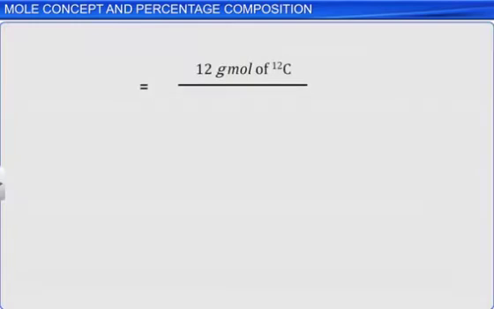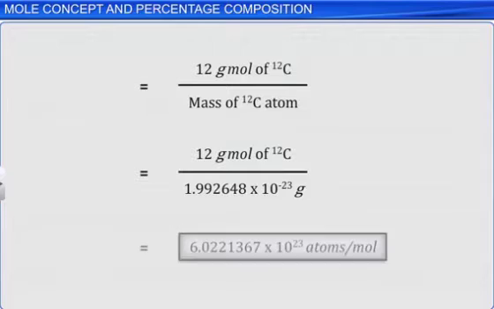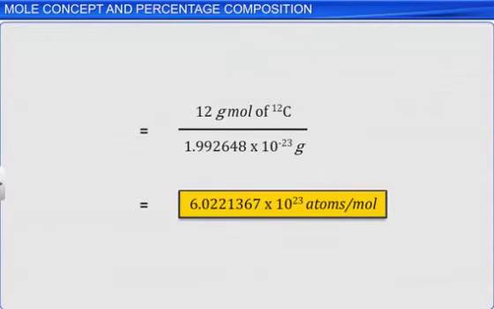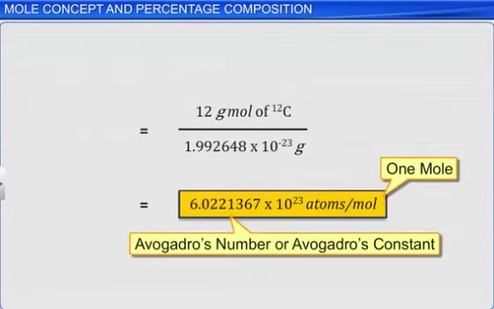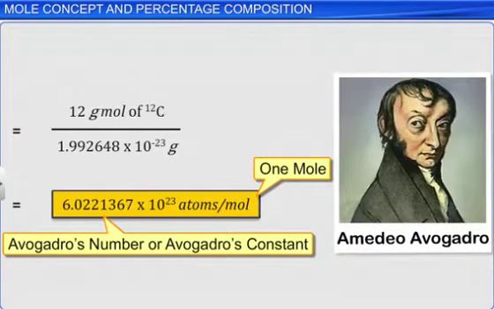They then divided 12 gram moles of carbon-12 by the mass of carbon-12 and obtained 6.0221367 × 10^23, which is the number of atoms in 1 mole or 12 gram of carbon. This is the value of 1 mole and is known as Avogadro's number or Avogadro's constant, in honor of Amedeo Avogadro, and is usually represented as Na.